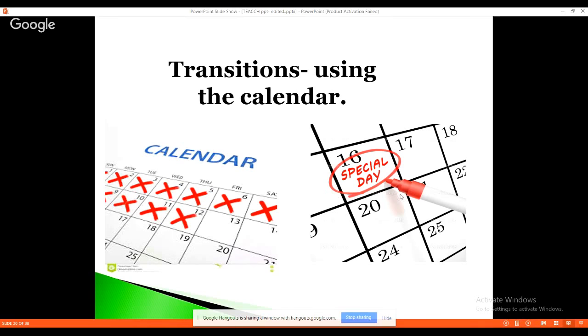This example, if you see the picture on the next slide, you would see that it has been circled as a special day. So I would start preparing the child a week in advance, that 11th, then there is 12th, then there is 13th, and on 16th, we're going to get something special. So it's very clear to the child that he would get what he wants.